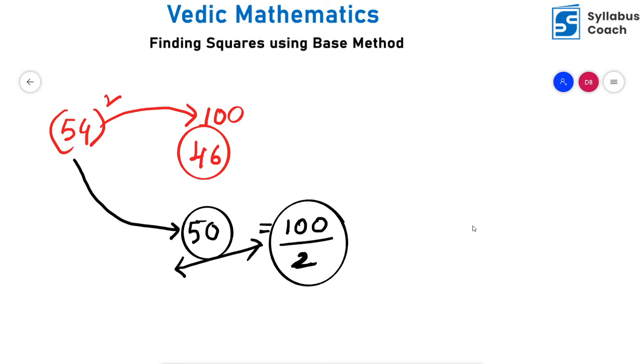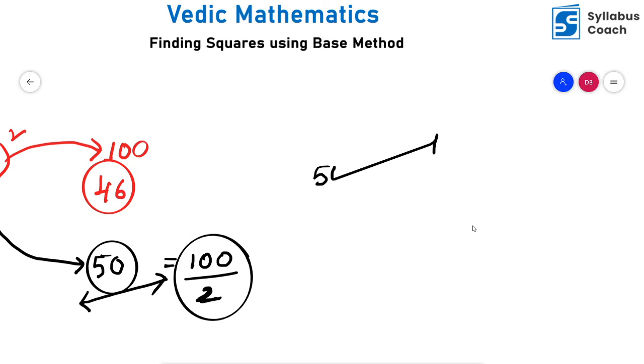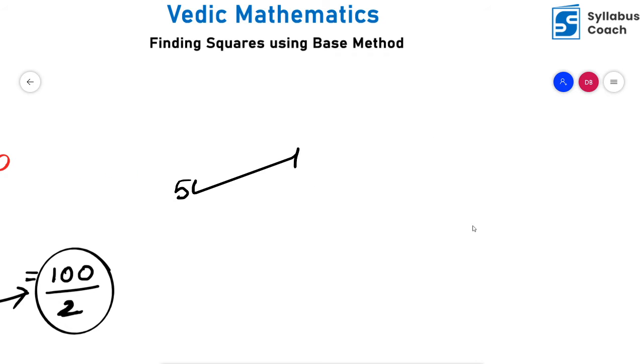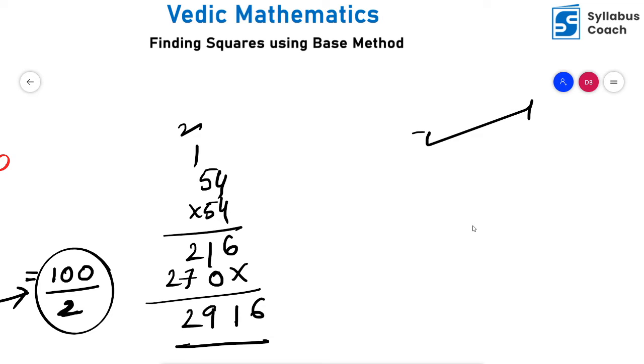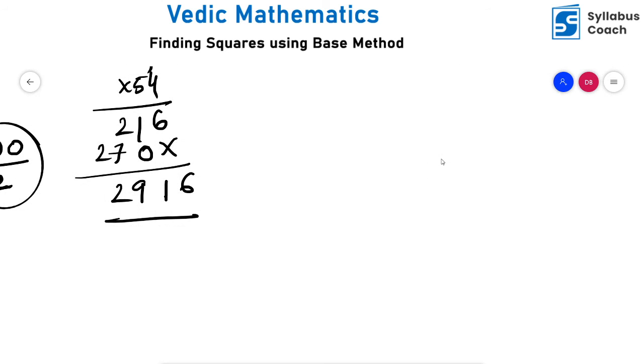Going to the next question. So we have 54 into 54, right? What is 54 into 54, students? 54 into 54 is nothing but 4 4s are 16, then 4 5s are 20, 21, and then 5 4s are 20, and we have 25, 27. So we have 6, 1, 9, and 2. So the answer for this question is 2916, right? So 54 whole square is nothing but 2916, isn't it? Now let's solve this question using non-base method.